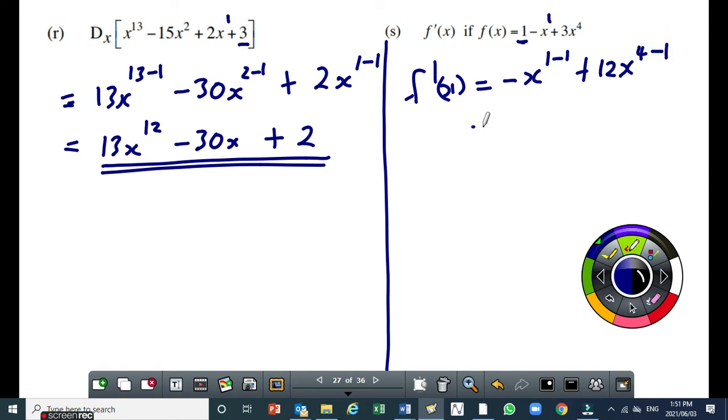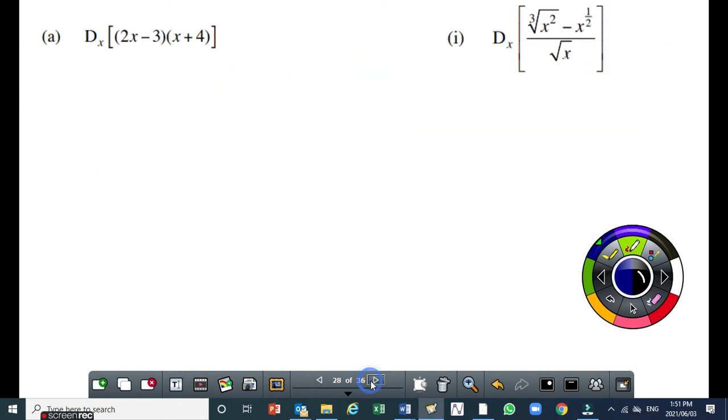Then the final answer: x to the power of 1 minus 1 gives me x to the power of 0, which is 1, times minus 1 gives me minus 1. Then that one becomes positive 12x to the power of 3. So that's what you're supposed to get as your f prime of x. Let me carry on to the next one.